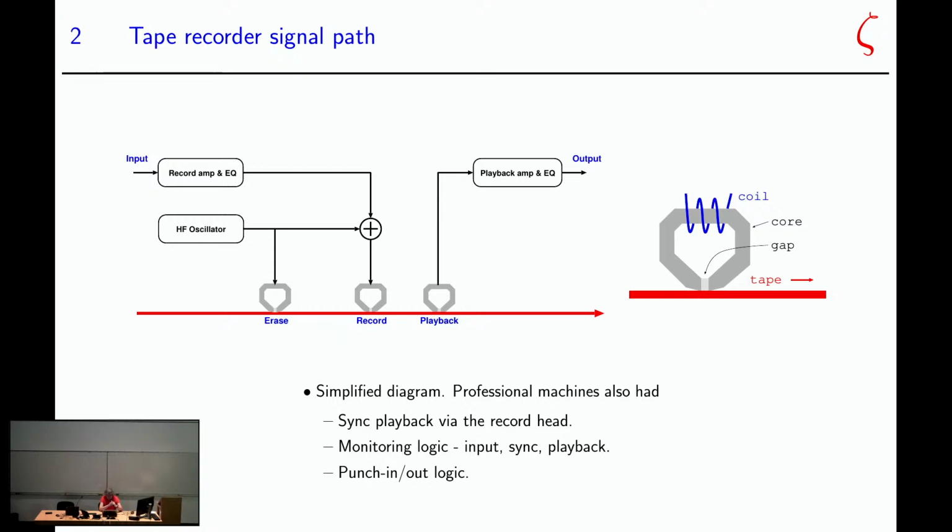So this is a bit simplified because professional machines had a lot of other modes of working. For example, you could also play back using the record head. This was necessary if you are adding tracks, for example, because they should be in sync. Also, when you are replacing part of a track with a new take, punch in, punch out, which means you had to sequence the activation of the erase and the record heads, also switch the output from playback to input and so on at the right moment. So this is really simplified, but okay, it doesn't matter for what we are discussing.